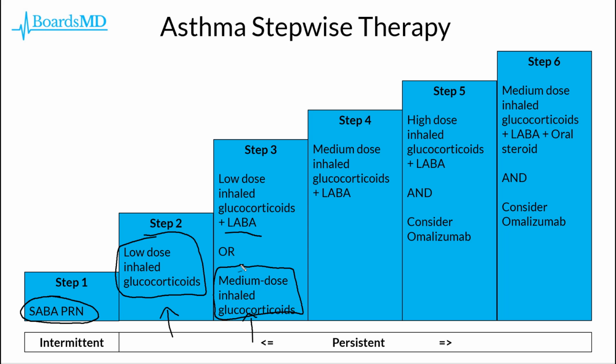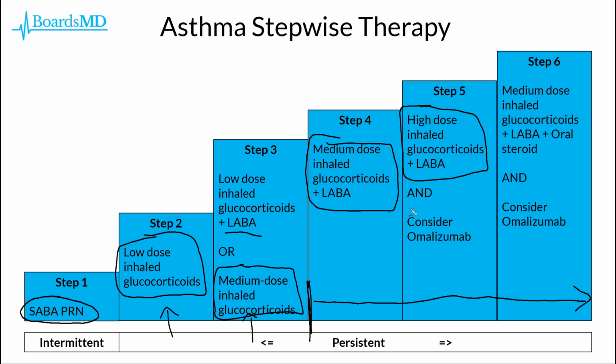Once we get to the point where our patient has severe persistent asthma, then we are in the domain of steps 4, 5, and 6 of our asthma treatment ladder. At step 4, our regimen involves the use of medium-dose inhaled glucocorticoids plus a LABA. At step 5, we can use high-dose inhaled glucocorticoids plus a LABA and consider the use of omalizumab, which is our IgE monoclonal antibody. And once we get to step 6, we can use medium-dose inhaled glucocorticoids plus a LABA plus oral steroids, and we could also consider the addition of omalizumab to that regimen.